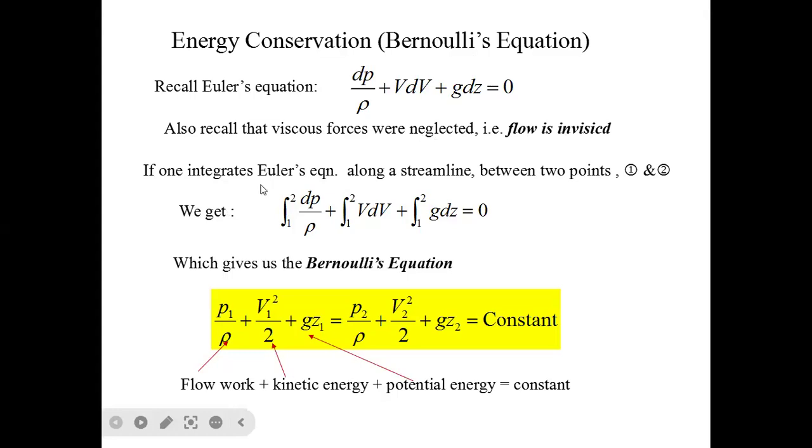If one integrates the Euler equation along a streamline between two points, just using integration, we actually get the Bernoulli equation. Here P1 by rho is the flow work, v1 square by 2 is the kinetic energy, and g z1 is the potential energy. This is the initial or before energy, and this is the last or final energy, and this equals a constant.